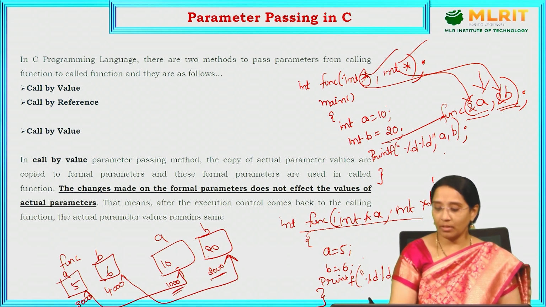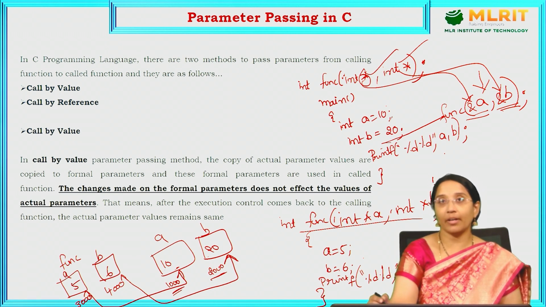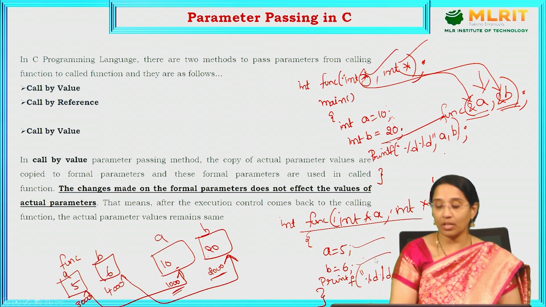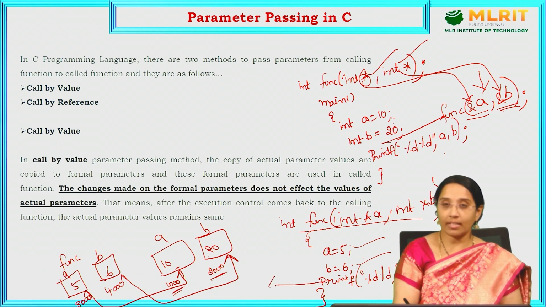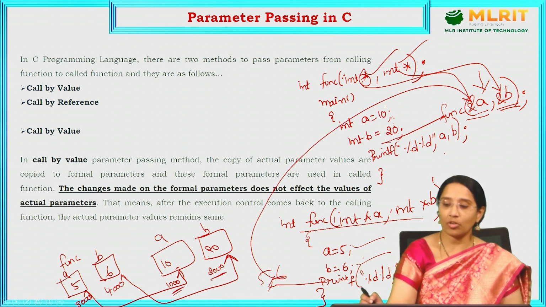%d comma. Here I will get the answer as 5 and 6. The changes I have made, 10 and 20, are my original values, and now the changed values are 5 and 6. So I will get the answer as 5 and 6 in this case, and those values will be passed back to the calling function.